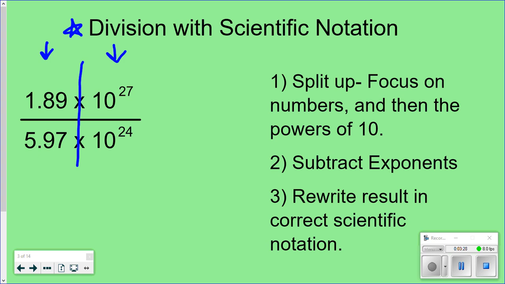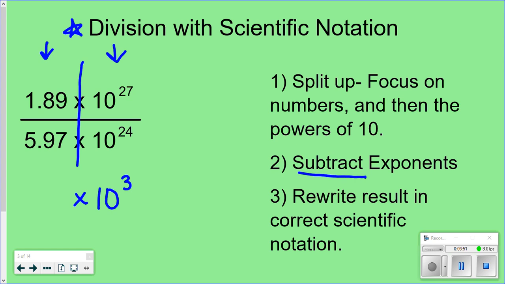So if I look at 10 to the 27th divided by 10 to the 24th, I'm going to get 10 to the what power? If I divide, what happens to my exponents? I'm going to subtract them. So 27 minus 24 would be to the power of 3. Now my times will stay the same because we know that in scientific notation it's always something times 10 to the third power.